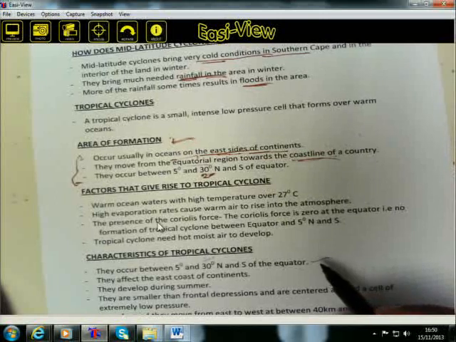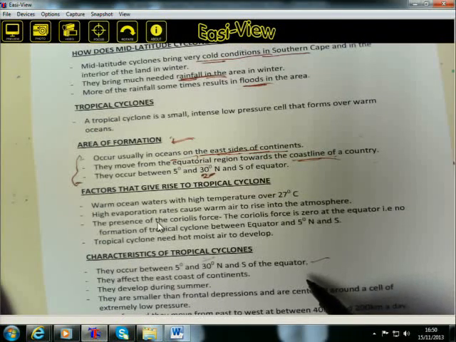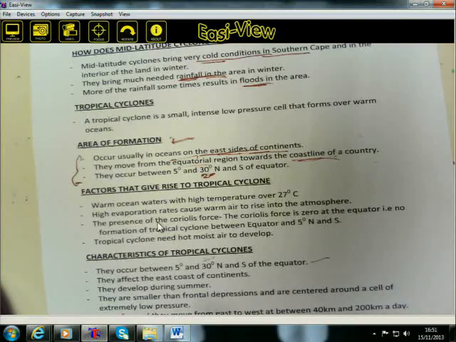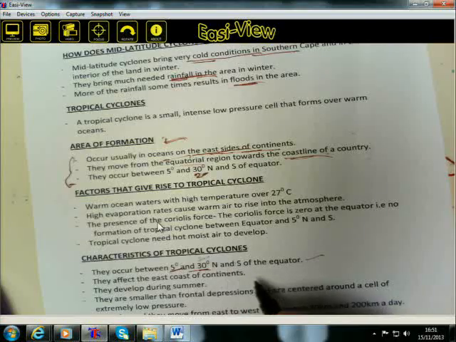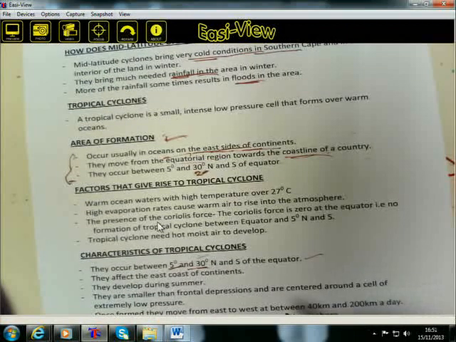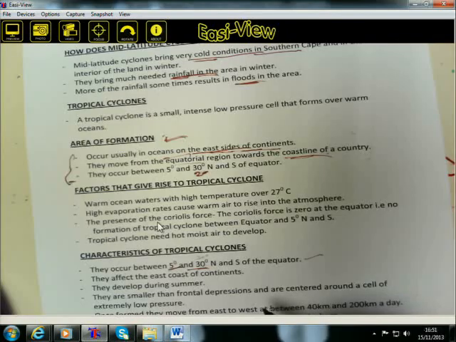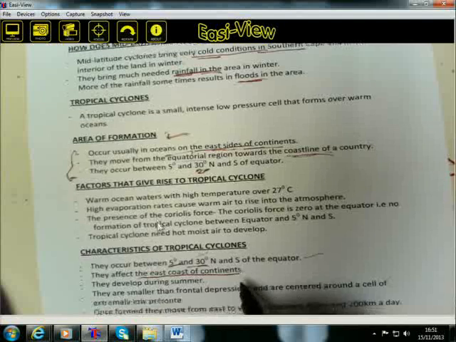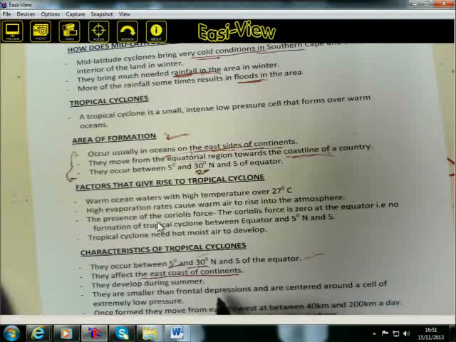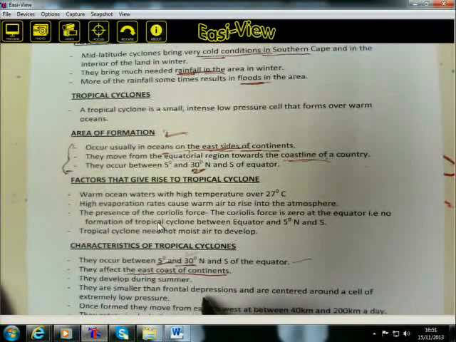These are the characteristics of the tropical cyclone, things that the tropical cyclones are known for. We know tropical cyclones, number one, they occur between 5 degrees and 30 degrees north and south of the equator. Number two, tropical cyclones, they affect the east coast of the continent.